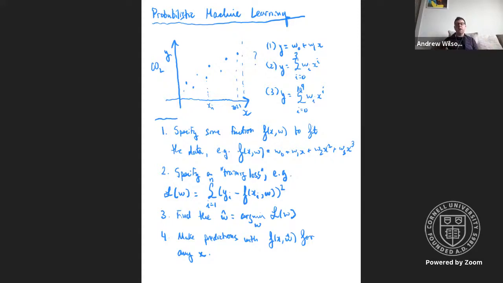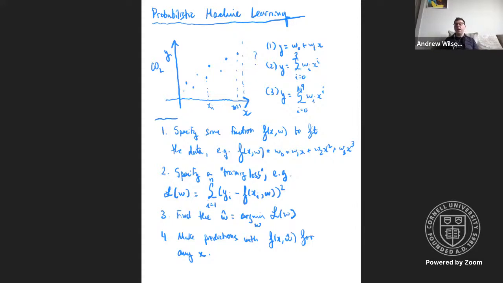In some cases, we might be able to get an analytic solution. In other cases, there might be no closed form solution for the W that minimizes our training loss. And so we need to use something like gradient descent or stochastic gradient descent. And all of these things might affect our performance. And in fact, this approach that I've laid out is prone to overfitting.